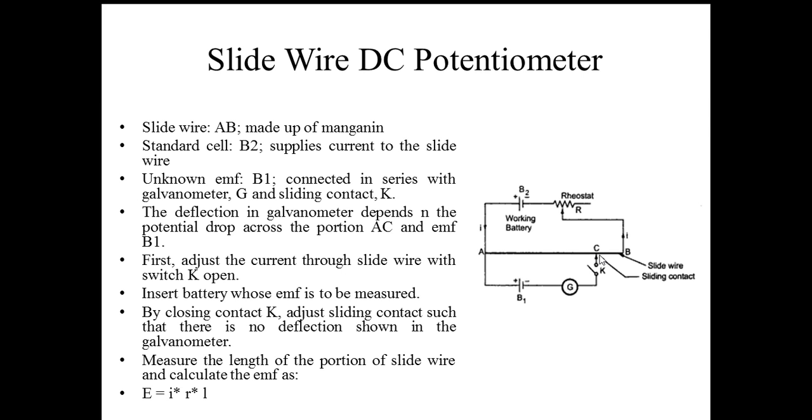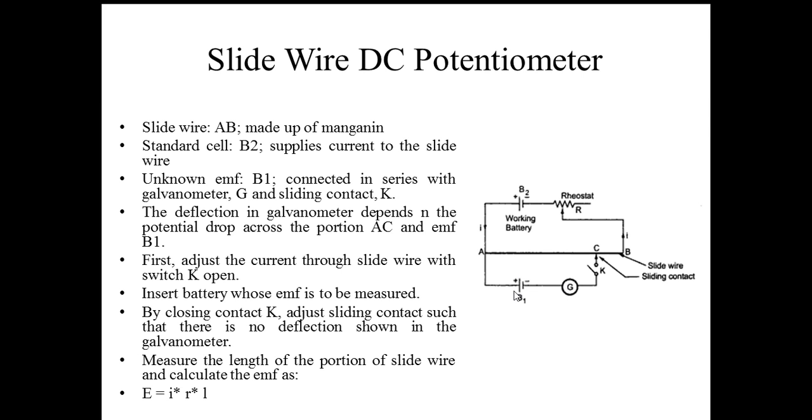Now once we are connecting this to the C, your B1 starts acting. By closing the contact key, adjust the sliding contact such that there is no deflection shown in the galvanometer. When will no deflection be shown? The no deflection would be shown when this voltage and this voltage would be equal, and we can calculate that deflection shown is zero.